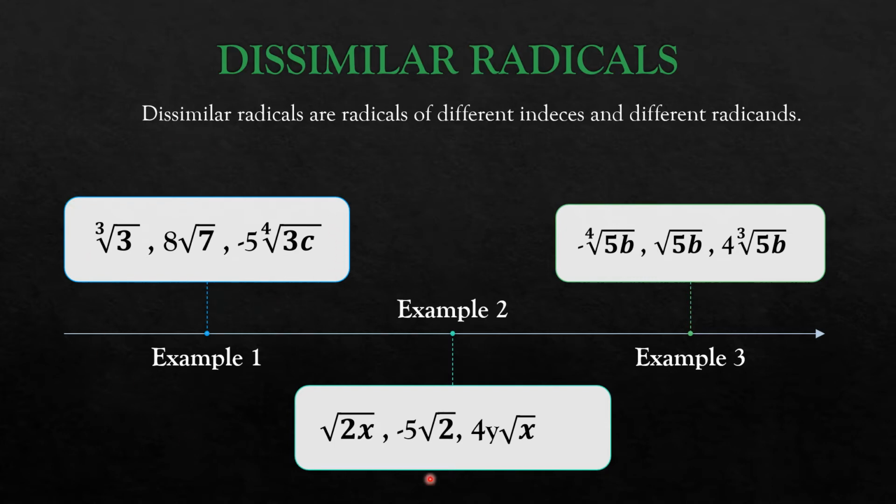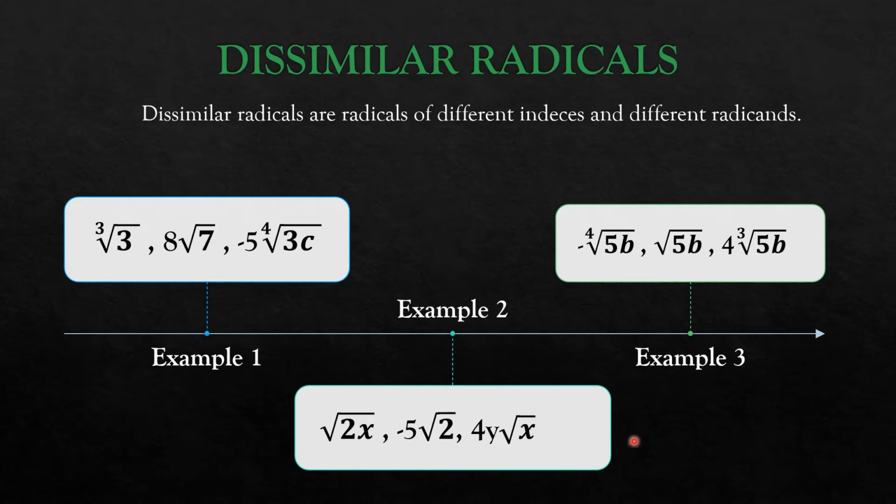Same true with example 2. Ito naman, pare-parehas ng indices, square root, square root, square root. Ang index po nito ay 2, index nito ay 2, index nito ay 2. Pero, magkakaiba sila ng radicands. This is 2x. Ito naman, 2 ang radicand. Ito naman, ang radicand niya ay x. So, different radicands pa rin yan. Therefore, they are examples of dissimilar radicals. So, we have square root of 2x, negative 5 square root of 2, which is different from 4y square root of x.